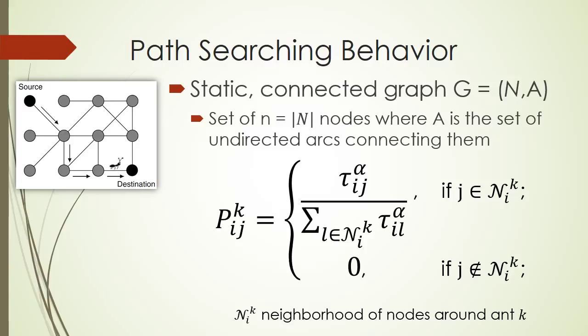So the probability of transitioning from node I to node J, assuming that you are ant K, is directly related to the ratio of the pheromone on the path between I and J divided by the sum of the pheromones between node I and all of the neighboring nodes, excluding the node that your ant just previously occupied.